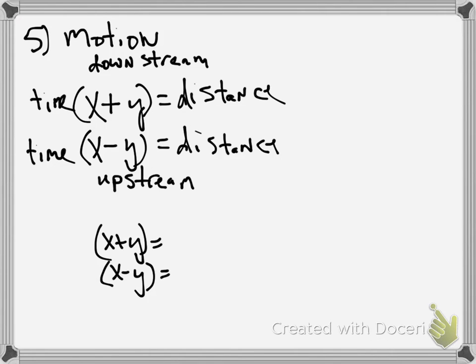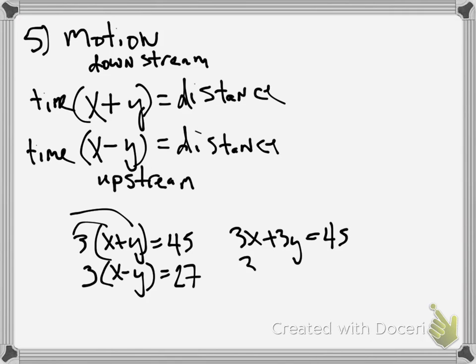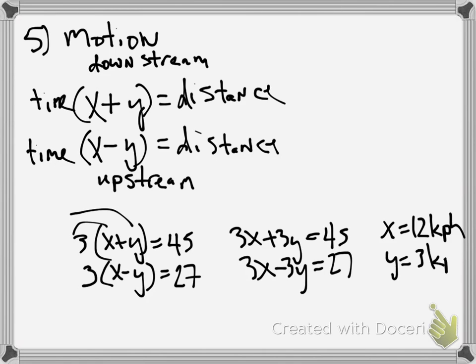So the distance here is 45, and you can see that it takes her 3 hours to do that. And then the distance here is 27 when she goes upstream, and it takes the same amount of time. You cannot write that into the calculator as is. You have to make sure you distribute. So you're saying 3x plus 3y equals 45, and 3x minus 3y equals 27. When you're done with that, you should have an answer of x equal to 12 kilometers per hour and y equal to 3 kilometers per hour.